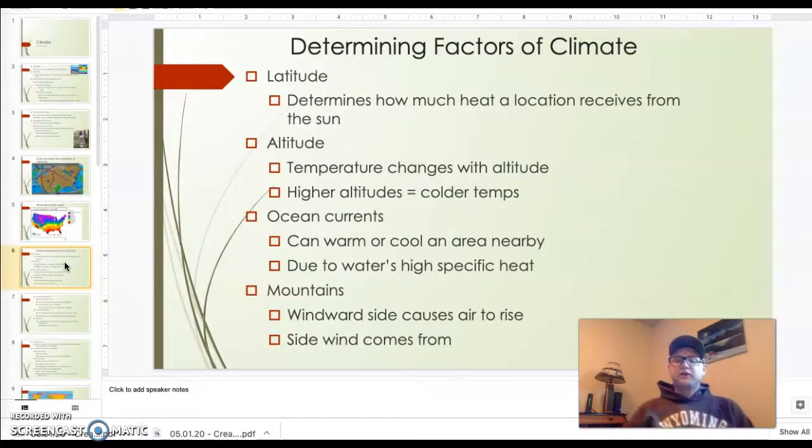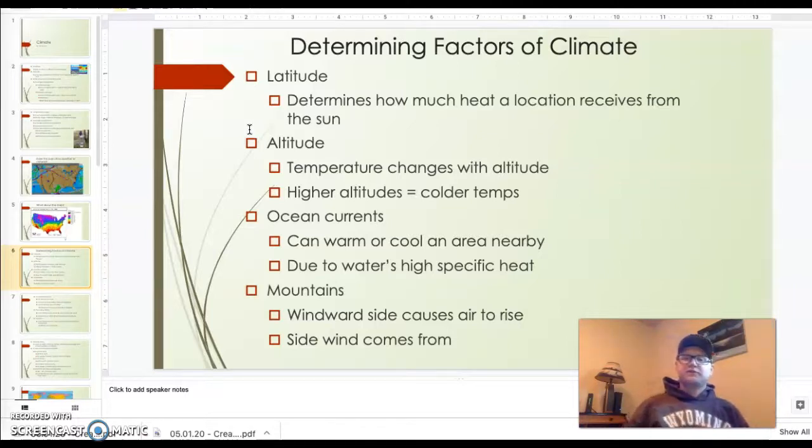So there are some different factors that determine climate. Based on where you are on Earth, you can have different climates. One determining factor is latitude. This just means if you're closer to the poles or to the equator, right? Latitude is where you are as you go up from the equator towards the poles.